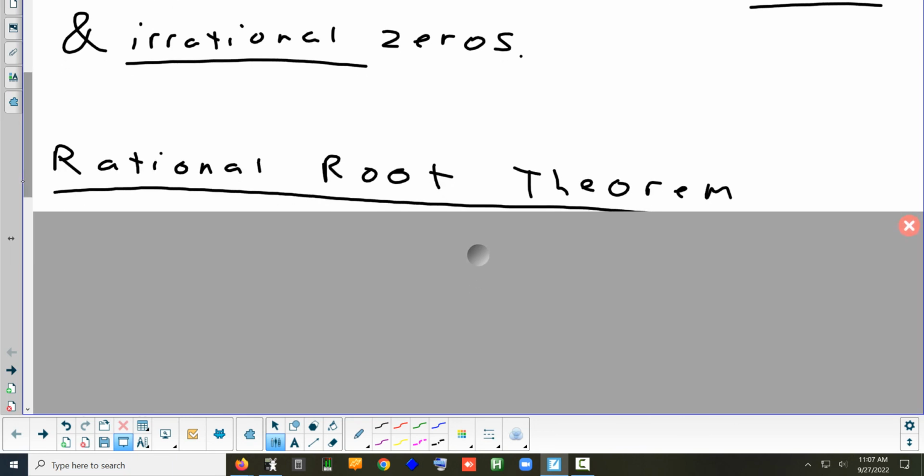So the theorem that we're going to use, which I'm going to abbreviate as RRT from now on when I have to write it, is the rational root theorem. It's a theorem that gives you all the roots or all the zeros to a function as long as they are rational.